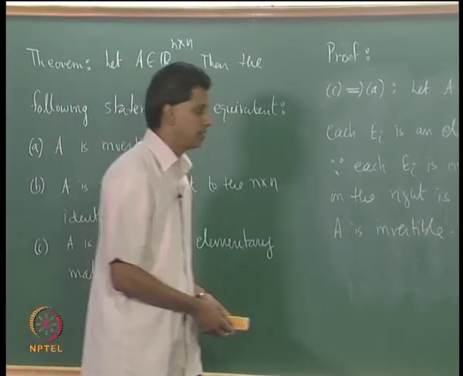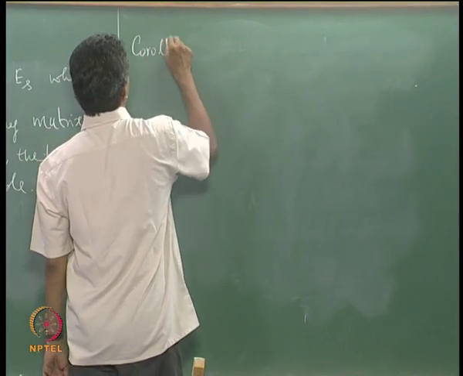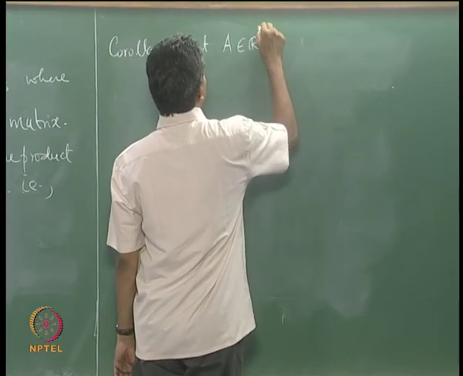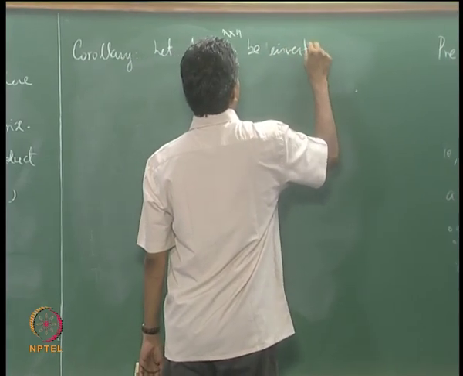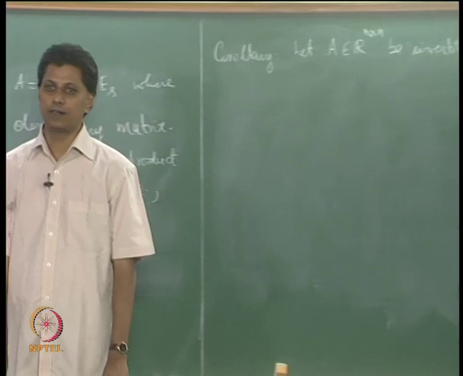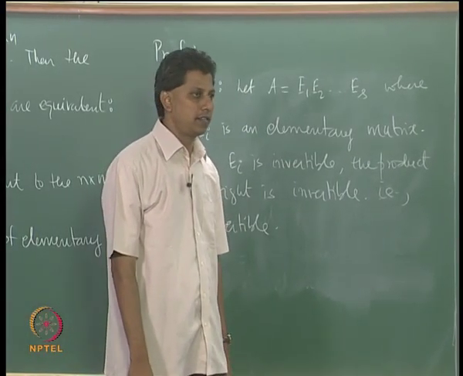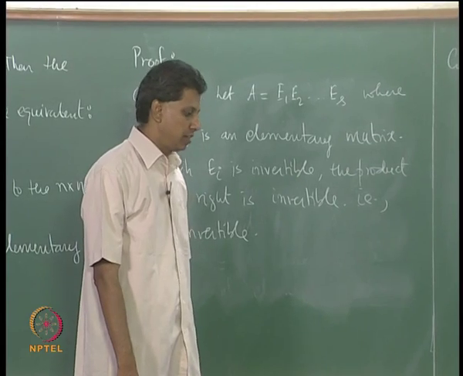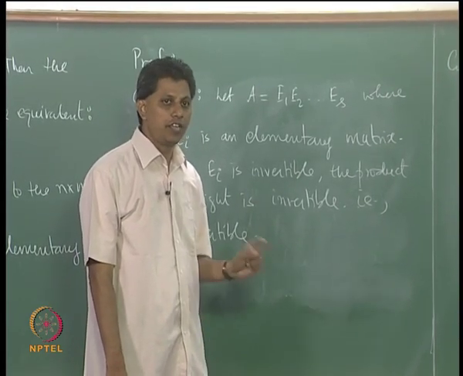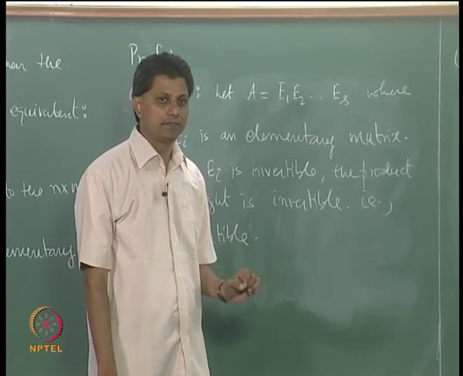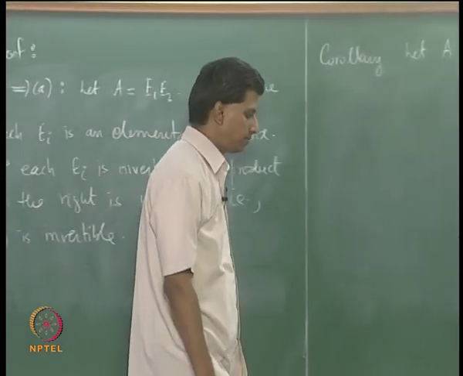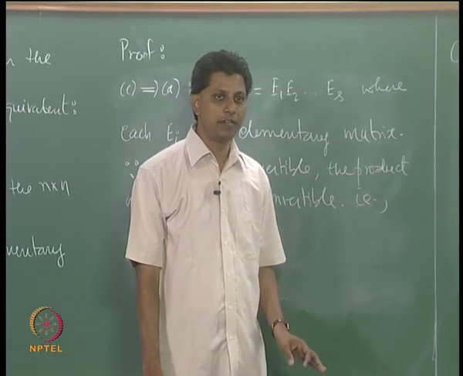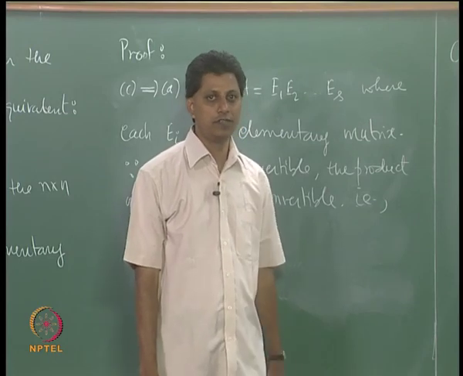One of the corollaries of this result is the following. One of the consequences, I'll state that as a corollary. Let A be invertible. I have an invertible matrix A. Then I know that A is row equivalent to identity. What this result says is, you do the same sequence of elementary row operations that you do on A to get I, on I, you will get A inverse. This corollary says you perform this sequence of elementary row operations on the n by n identity matrix, you will get the inverse matrix A inverse.